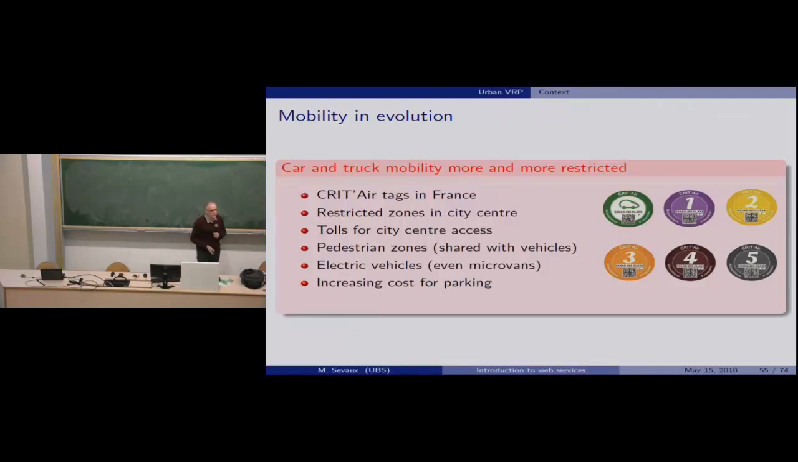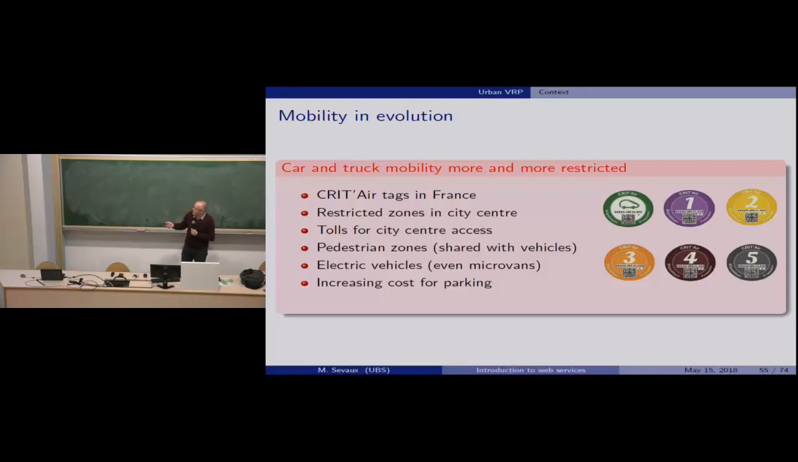Even if you have a recent vehicle, depending on the size of the motor, you can have a very low quality tag, and for some places, like if there is a peak of pollution in Paris, then you cannot access Paris if your tag is more than 2 or something like this.